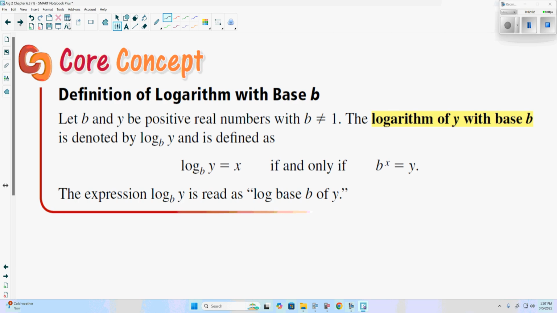What we're looking at today is logarithms. Logarithms and exponentials are inverses of each other. We can change it from a logarithmic to an exponential. Now, log base b of y equals x if and only if b to the x is equal to y. So log base b of x equals y if and only if b to the y is equal to x.